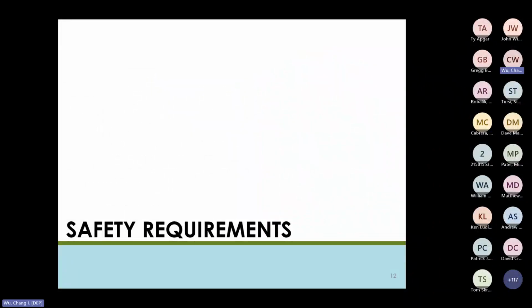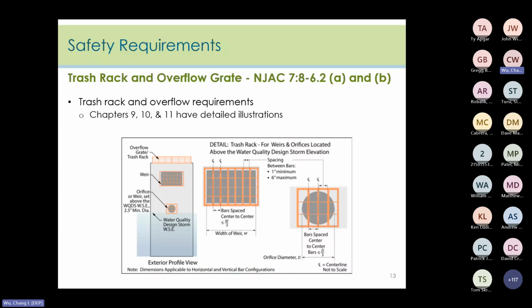So next topic is to address the safety requirements. First of all, trash rack and overflow grate are needed. So it's in the BMP manual, and we have the illustrations to show those requirements. Please take a look at those details. When you review a project on the site plan and the detail drawings in the site plan sets, they should have those trash rack information for your review.